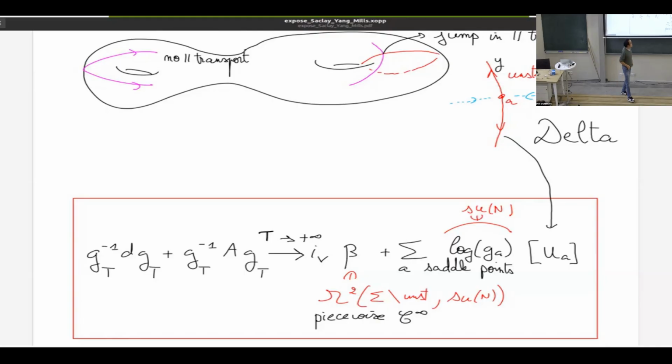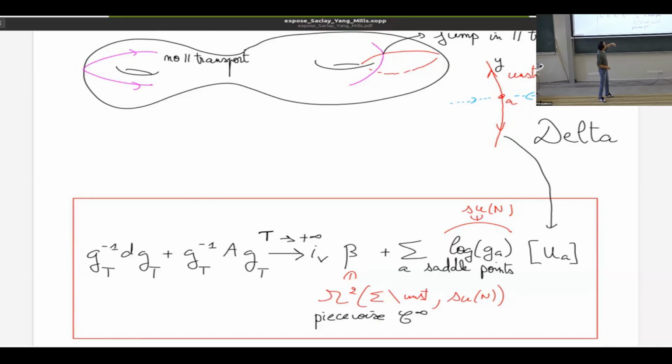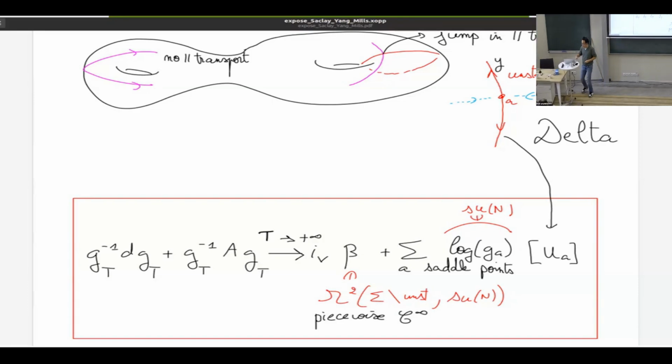So the take-home message is, if you want to impose the analog of the axial gauge on a surface, you must accept that your connection will develop defects, and the defects will be along the unstable curves. The unstable curves act as defect lines. And now the connection that you get on the right-hand side is singular, but the parallel transport will be trivial along the flow lines.